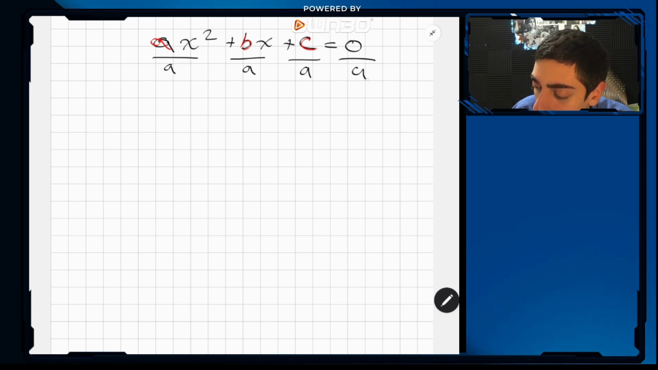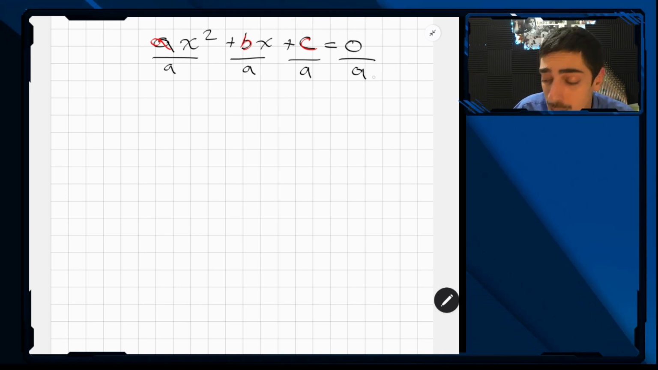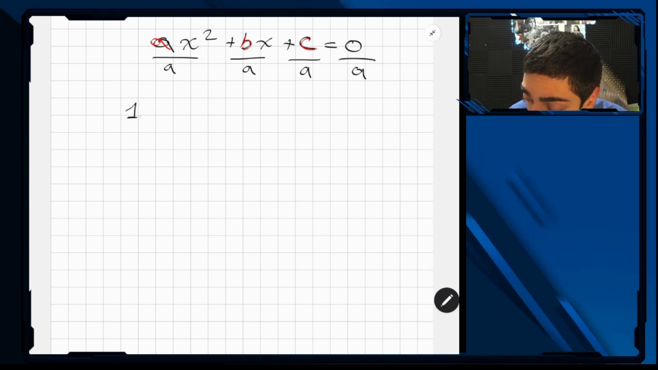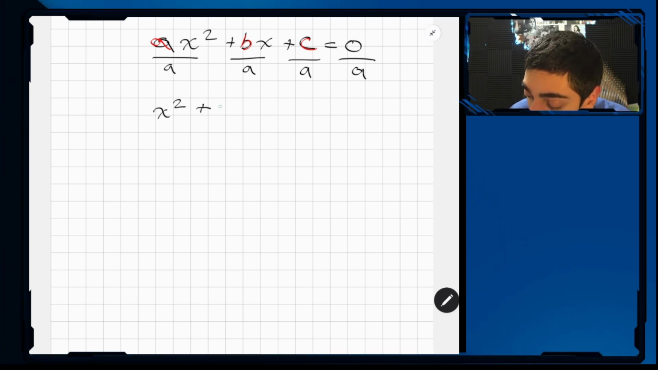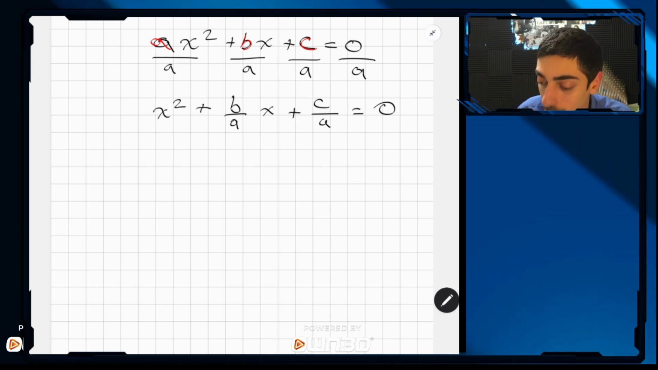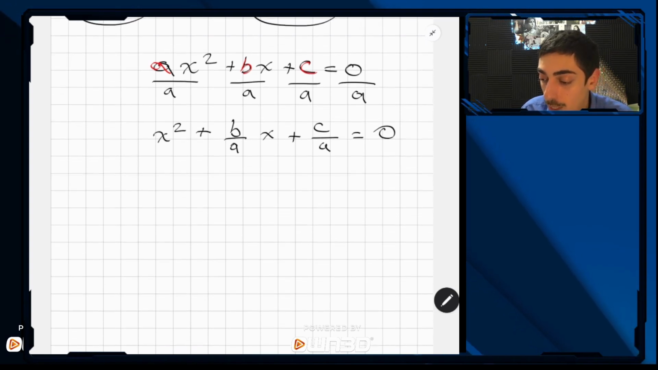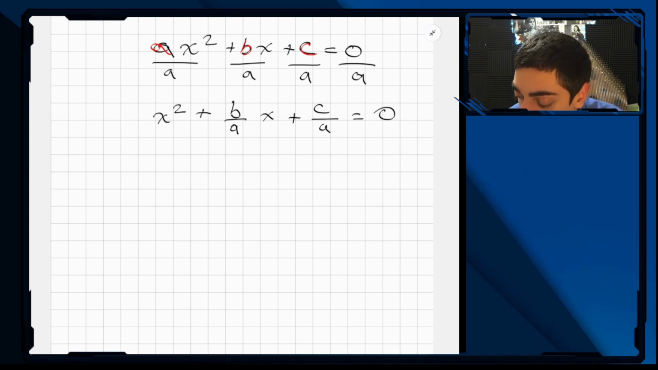Of course, when I divide by a on the right hand side, nothing happens because 0 divided by anything is 0. So here you get a divided by a, which is 1, x squared, plus b divided by a, x, don't feel afraid of it, just b divided by a, plus c divided by a, equals 0. So this is step 1 of figuring out the quadratic formula. So I'm going to remove the a.